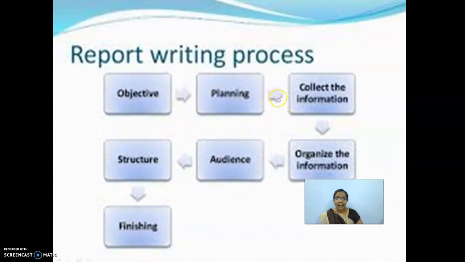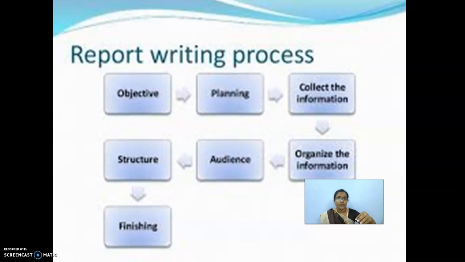So you'll have a flowchart here. This is the flowchart which you are going to follow when you write a report. There should be an objective. For example, if you are going to write a report on the sports day or the annual day which is held in your school, you are going to fix your objective as how the annual day was. And after fixing the objective, you have to plan what are the events you are going to list out first.